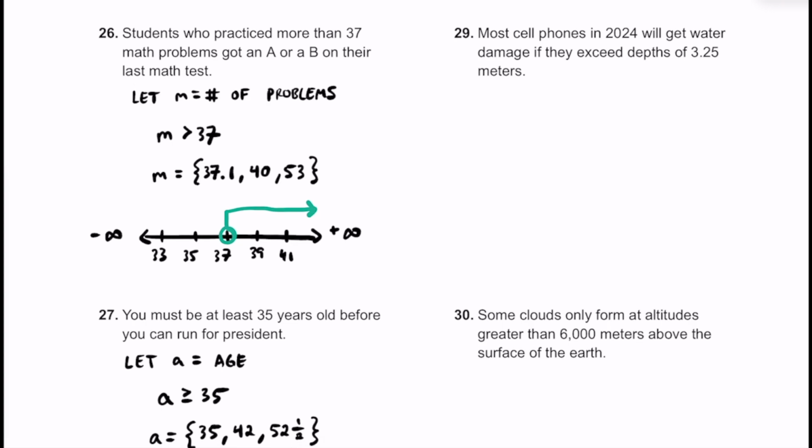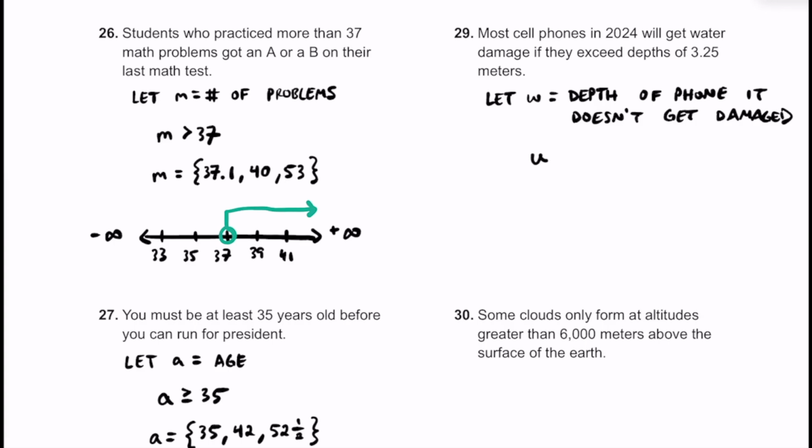For number 29, most cell phones in 2024 will get water damage if they exceed depths of 3.25 meters. Okay, so let's go ahead and I'll use W here. I'll say let W equal the depth. I used D last time, so I'm just mixing up the depth of the phone so that it doesn't get damaged. All right, so we want to know when it's not going to get damaged. I guess you could write an inequality for when it does get damaged, but I'm going to do it for when it doesn't get damaged. So it can't exceed that 3.25 meters.